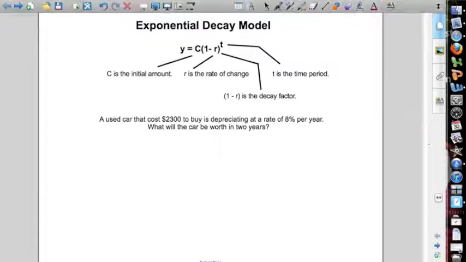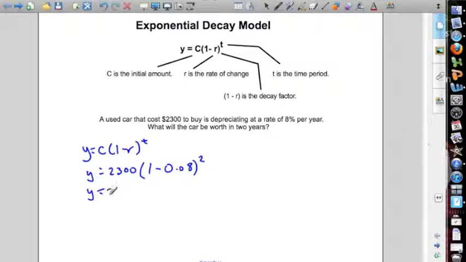And so we go ahead and we go right into our model here again, just like we did last time. We want to make sure we have that model, 1 minus r to the power of t. And as we look, we start putting in what we know. I know that that initial amount is $2,300. Now I know that the rate of change is 8%. Remember, we always want to write that as a decimal. And I'm taking that, in this case t, I'm looking at t being 2. So I need to go through and do the math on that.